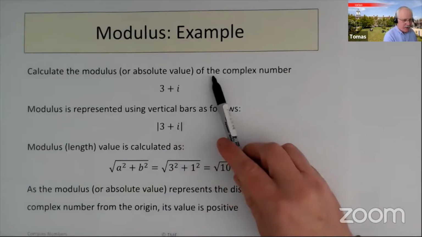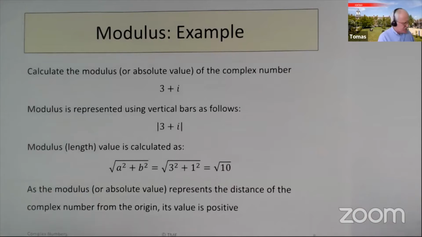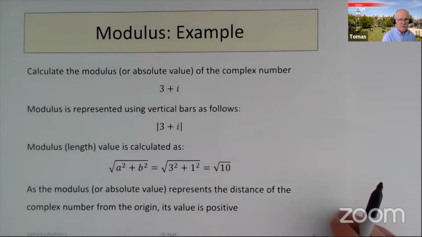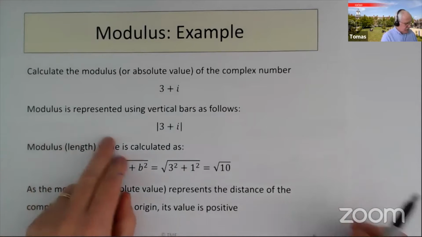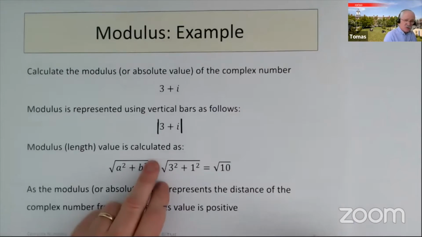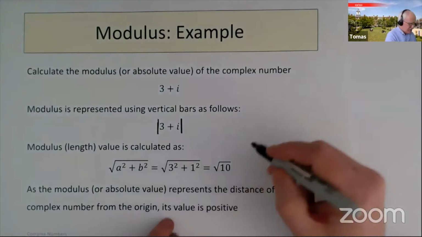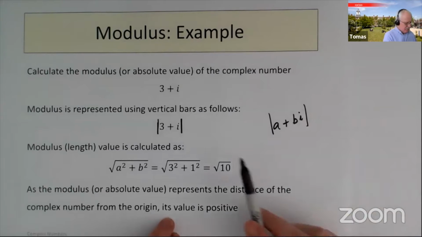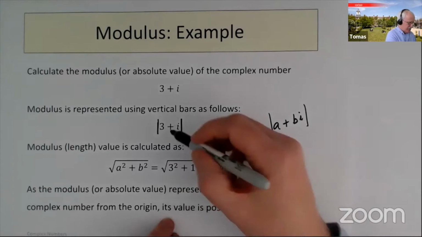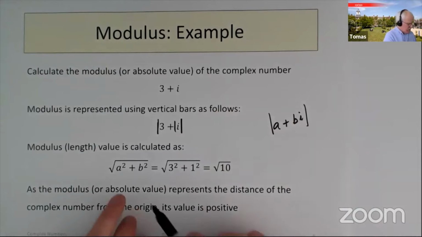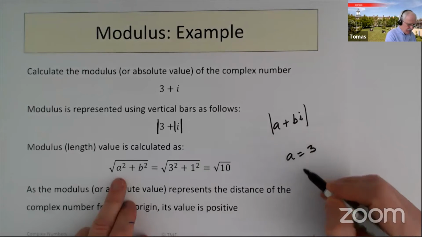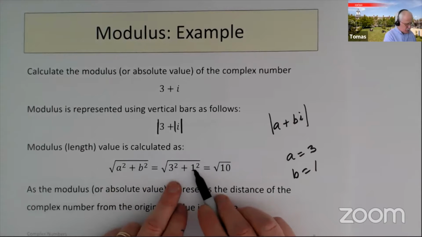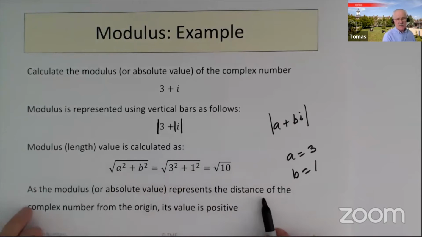So here's an exam question, and they come up just like this, as straightforward as this. Calculate the modulus or absolute value of the complex number 3 plus i. So the first thing you do is they might show it with bars around it. And then you say, well, the general one is a plus bi. So a is 3 and b is 1. So that's 3 plus 1i really. So 3 squared plus 1 squared is 9 plus 1 is 10, the square root. So the distance is the square root of 10.